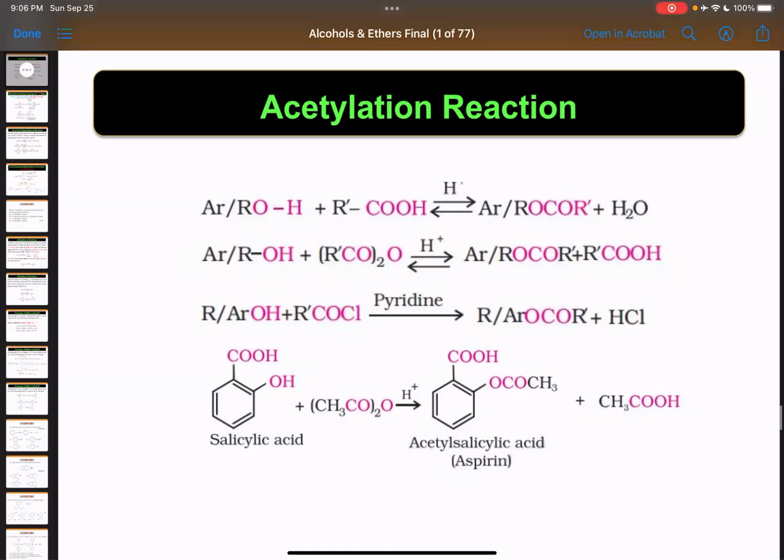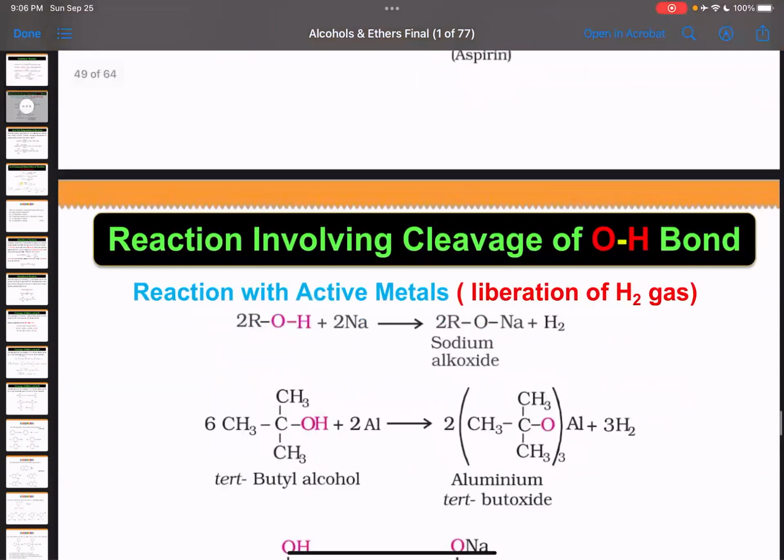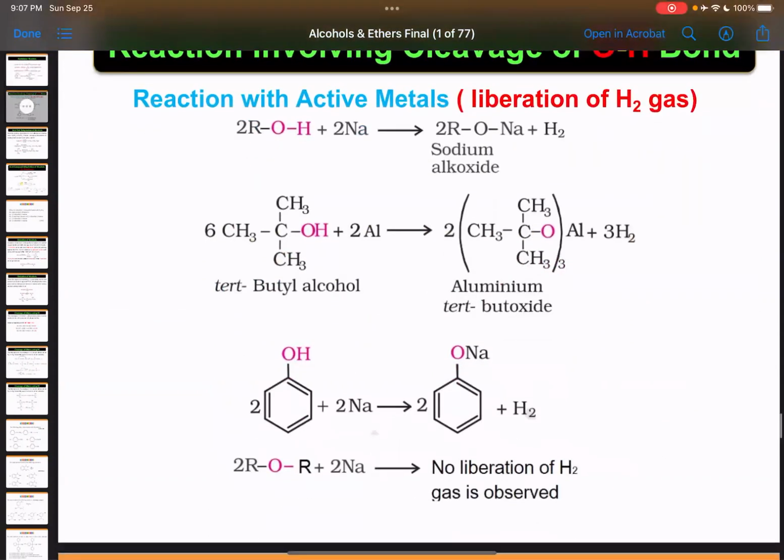Yes. So I hope it's clear. Okay. And what about reaction with active metals?